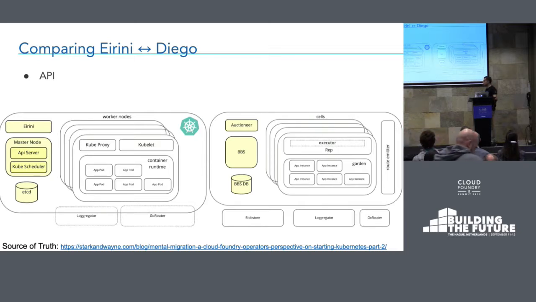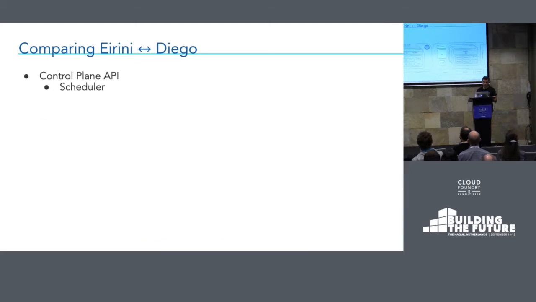So the source of truth between Eirini and Diego are the databases, the BBS database and the etcd in Kubernetes. Stark and Wayne has a very nice article comparing the source of truth between Kubernetes and Cloud Foundry that if you're interested, you can also read.